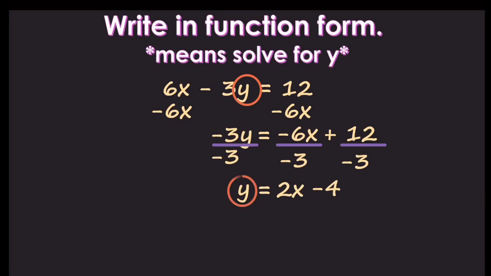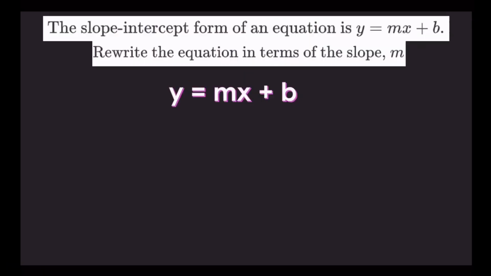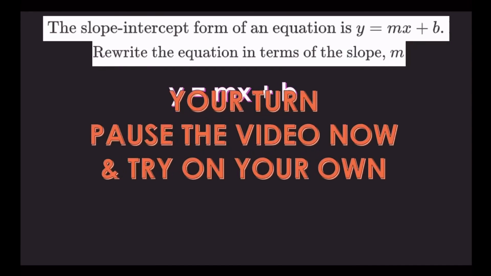Take a look. Is y by itself? Yes, it is. That means you have written it in function form. Okay, so let's read this question. The slope-intercept form of an equation is y equals mx plus b. Rewrite the equation in terms of the slope m. So you have the ability to do this. Right now, I want you to pause and try to solve this for m.